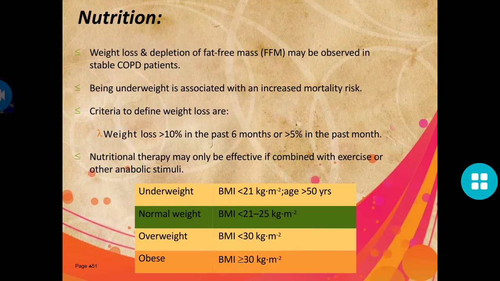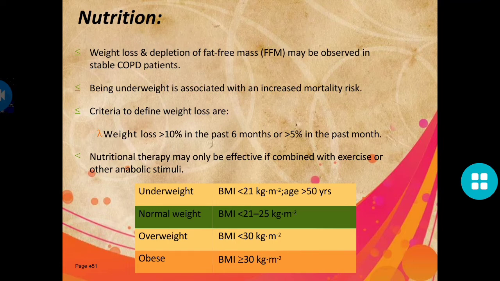Nutrition. Weight loss and depletion of fat-free mass may be observed in stable COPD patients. Being overweight is associated with an increased mortality risk. Mortality risk means the death rate. Criteria to define weight loss are: weight loss of more than 10% in the past 6 months or more than 5% in the past month.